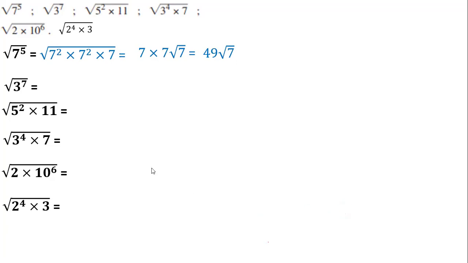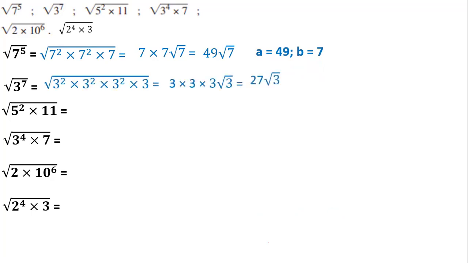Okay, let me continue. Radical 3 to the power 7. I should write 7 as 2's, the exponent 2. So what is 7? It's 2 plus 2 plus 2 plus 1. So I write it like this. So my answer is 27 radical 3. A is equal to 27 and B is equal to 3.